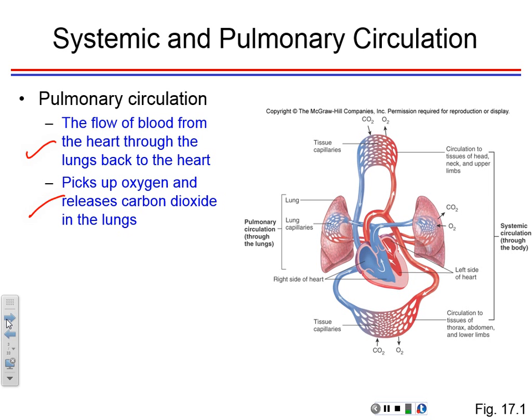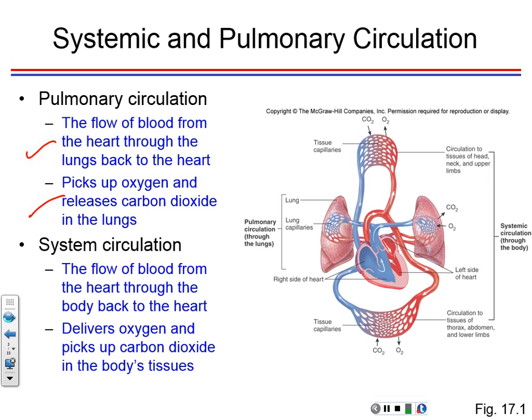All right. So that's the pulmonary circulation. If I ask what's the function of the pulmonary circulation, you know what it's doing, right? It's picking up oxygen at the lungs. And then systemic circulation is blood flow to the rest of the body and back to the heart. And the purpose of the systemic circulation is to provide oxygen to the cells and pick up carbon dioxide.